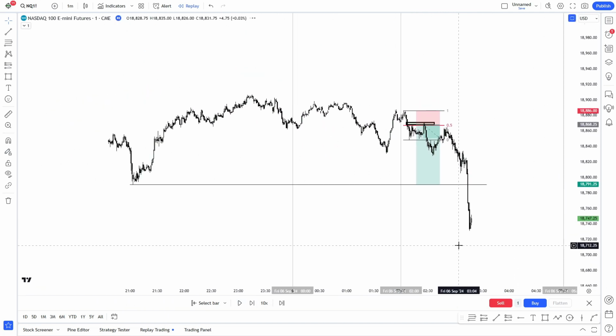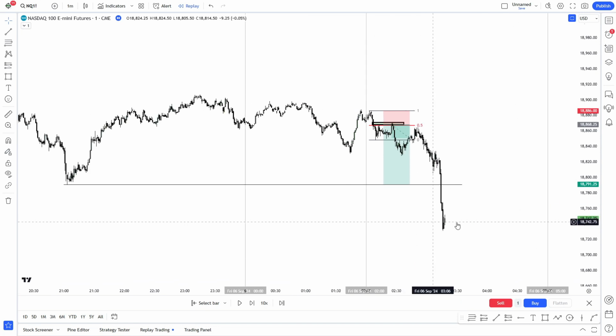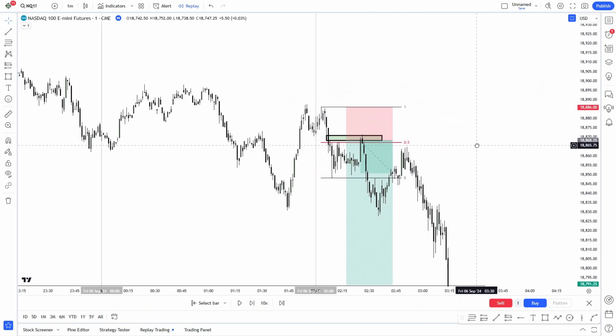And as you guys can see, we had a nice move to the downside, absolutely smashing this low right here. Okay, so this is another example to show you how we could implement this London Killzone strategy.